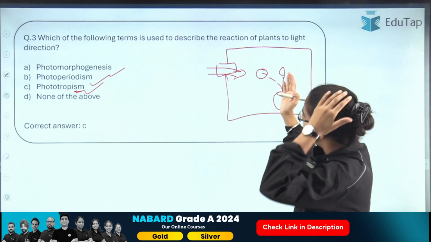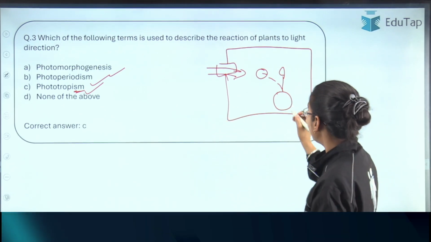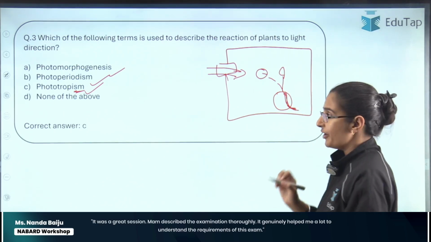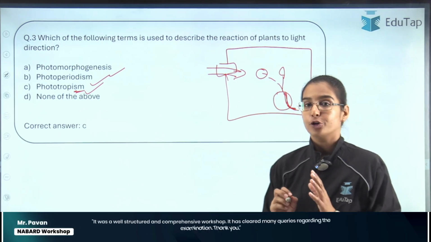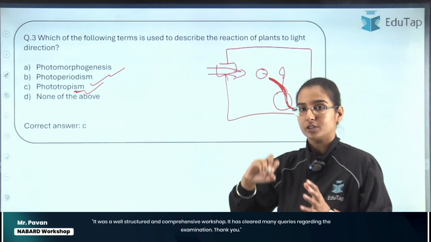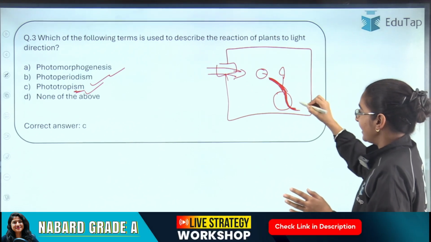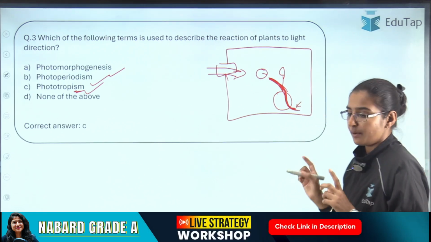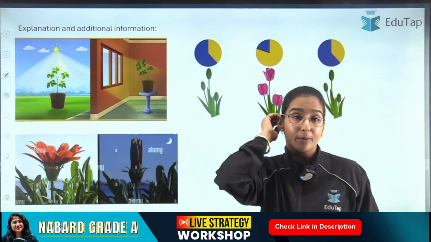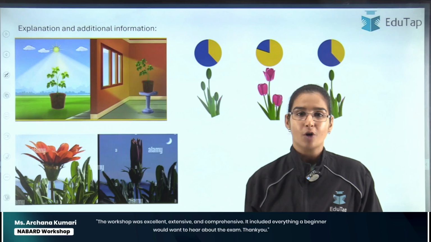Now, this reaction of the plant towards the light direction, the bending of the plant towards the light and the bending of the roots of the plant away from the light, is known as phototropism. This bending of the stem towards the sun's direction is positive phototropism, and the bending of roots away from the sun's direction is negative phototropism, right? So this is the process of phototropism. And why does phototropism happen, which hormone aids in the process? Just comment down and tell me in the comment section.